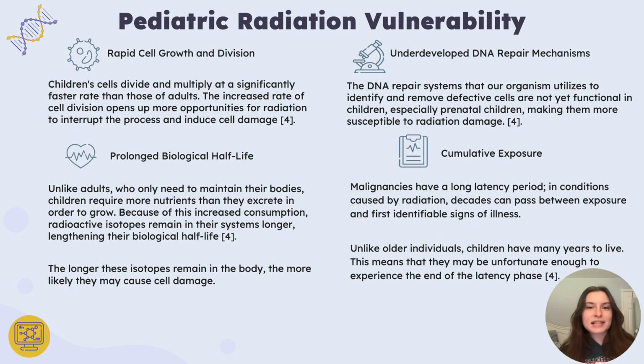So next we have rapid cell growth and division. Children's cells divide and multiply at a faster rate than those of adults, so this increased rate of cell division opens up more opportunities for radiation to interrupt the process and cause cell damage.